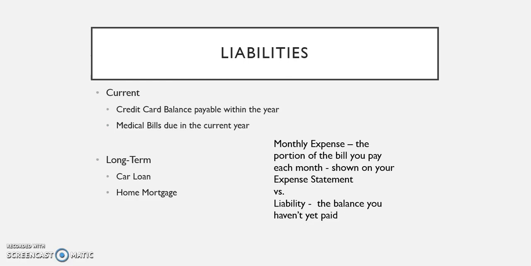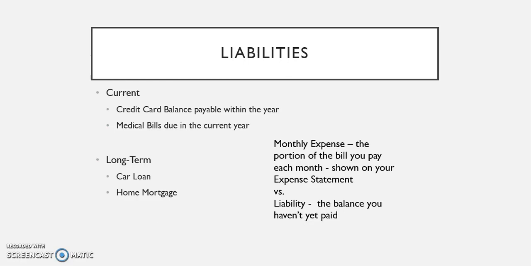Now, don't confuse your monthly expense. Every month you might pay $200 on your car loan. That's the monthly portion you pay every month. You show that on your expense statement. The rest of the car loan is the liability. That's the balance you haven't yet paid. Again, we want to try and get that loan paid off while the car still has some value.